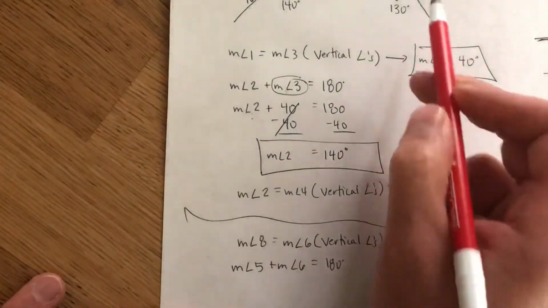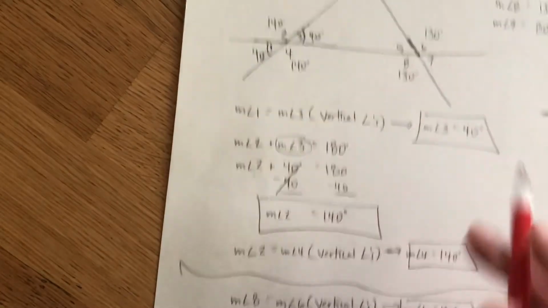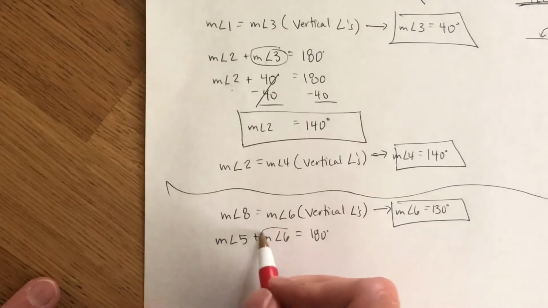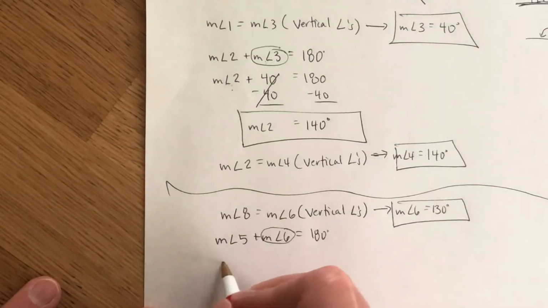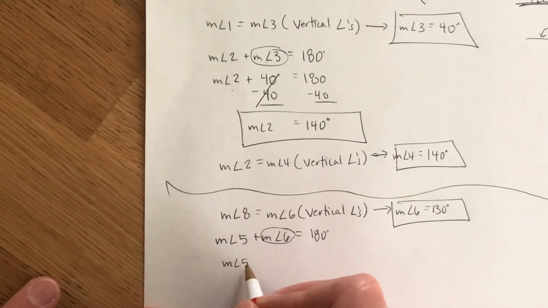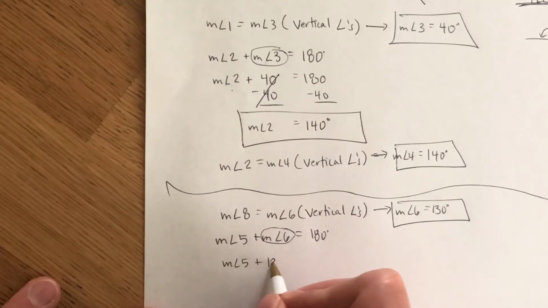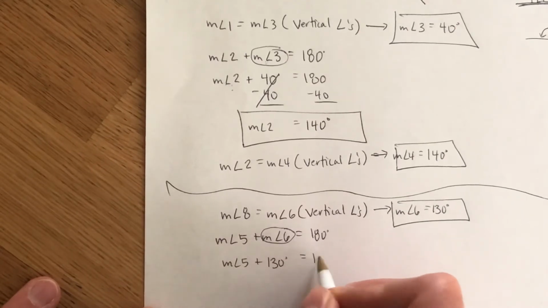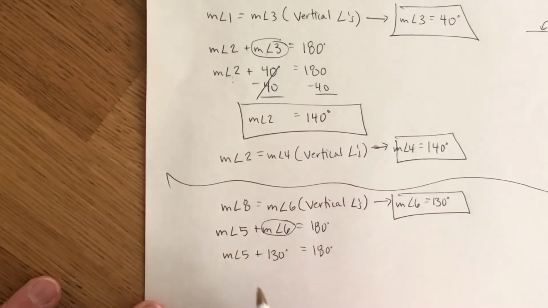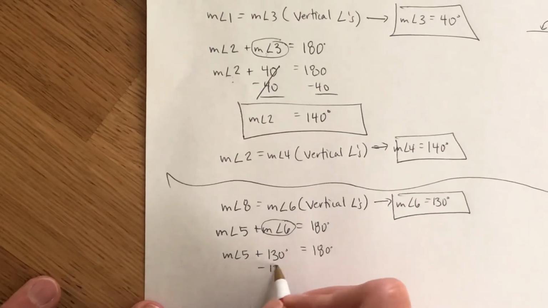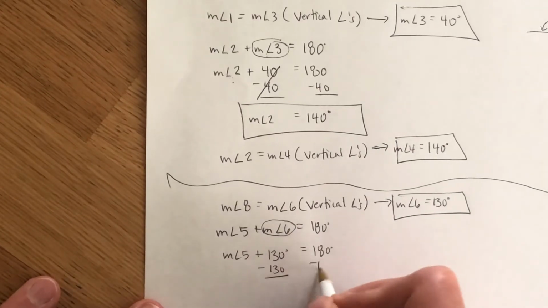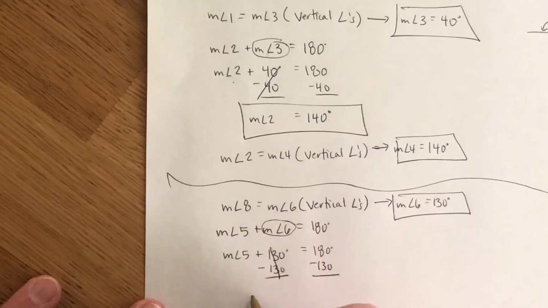Well, the measure of angle 6, we know what that one is, 130 degrees. So we can substitute that right here. The measure of angle 5, which we don't know, plus this 130 degree angle that we do know, collectively they add up to 180. So to figure out what the measure of angle 5 is, subtract 130 from both sides. And we see that the measure of angle 5 equals 50 degrees. So we can put that in our diagram.